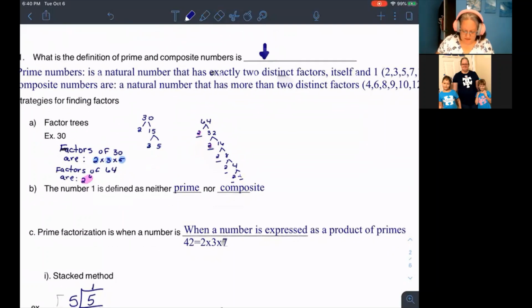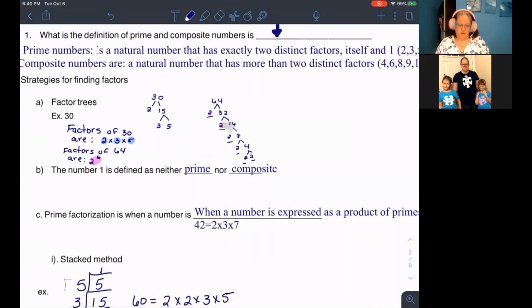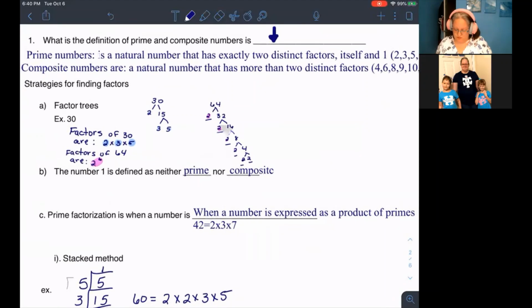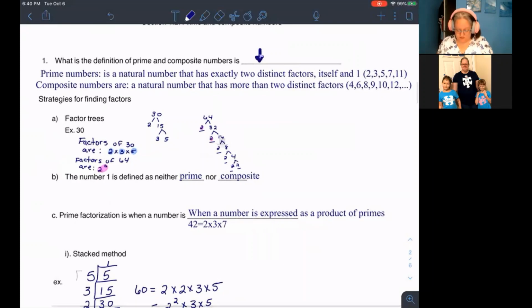Like B down here says the number 1 is defined as neither prime nor composite. So it's its own special thing. It's the only number in all of the numbers that is neither prime nor composite.